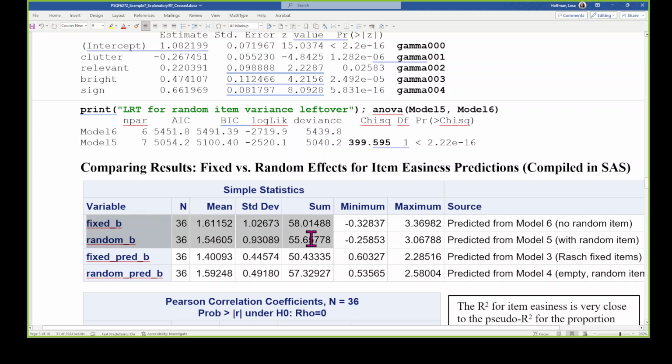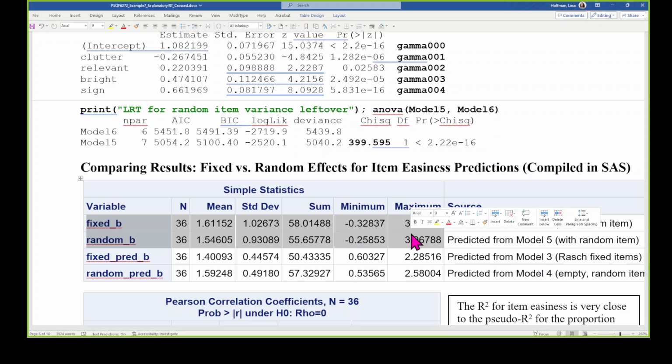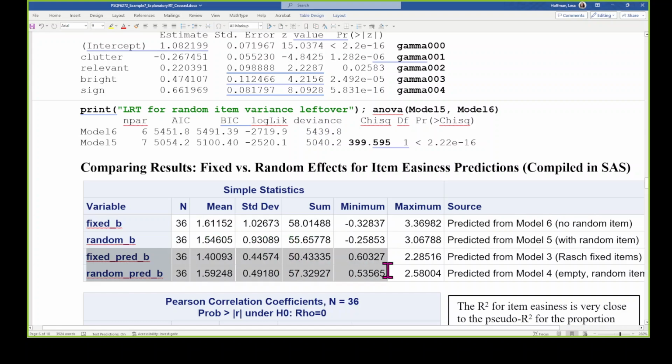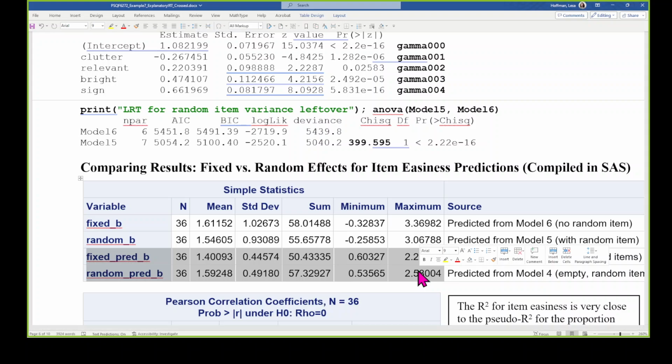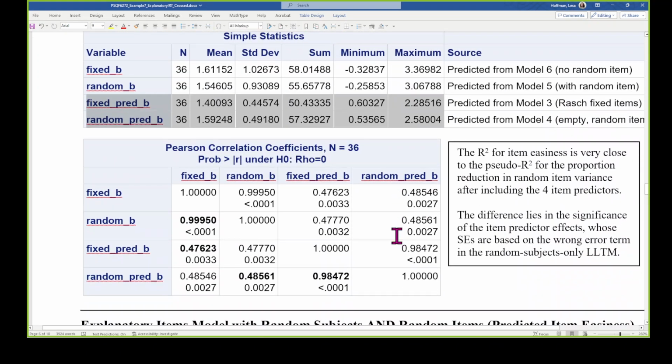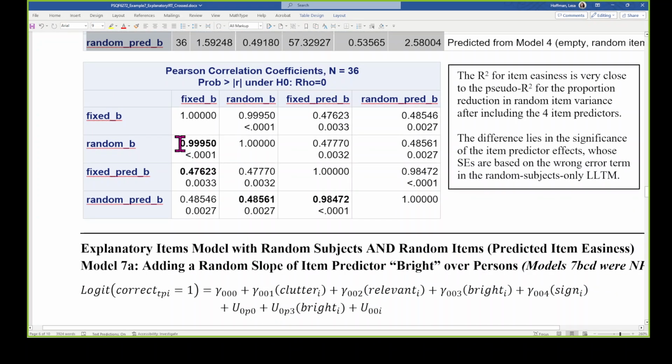So the first 2 are predictions using only the 4 features, and they differ only in whether the model has a random intercept left over. The last 2 are not predictions using item features. They are the right answer. They are what is the easiness of that item if I treat it as a fixed effect or if I let all of the variance be part of the random effect. And if you look at the results of how related they are, the Rasch model and the crossed random effect intercept model, both, they agree perfectly.